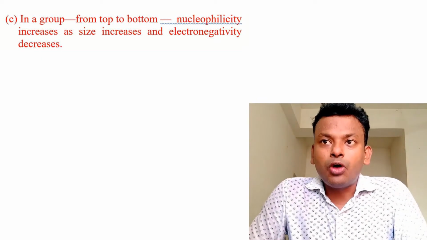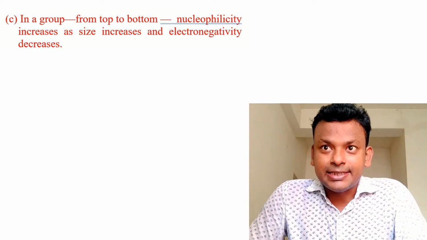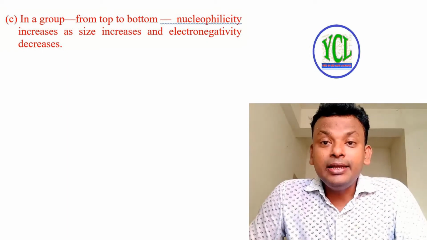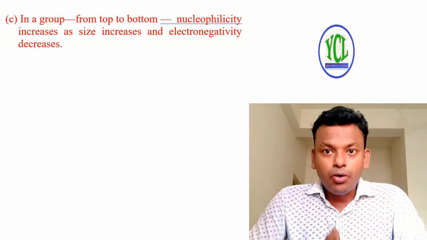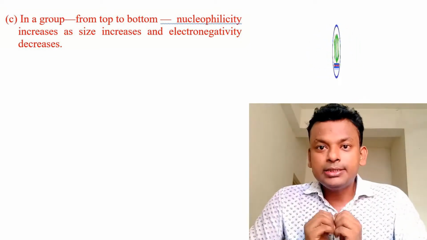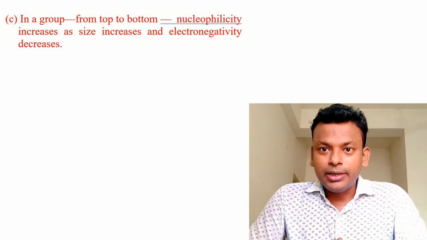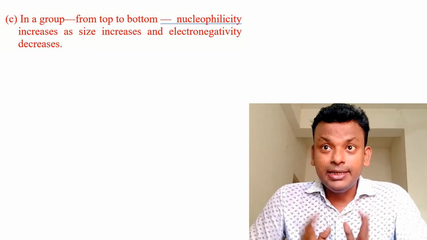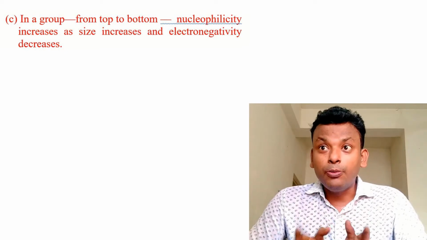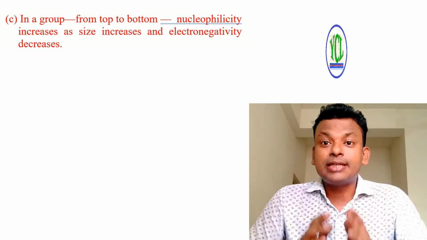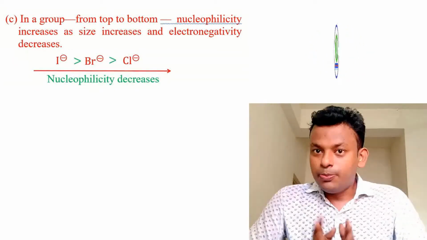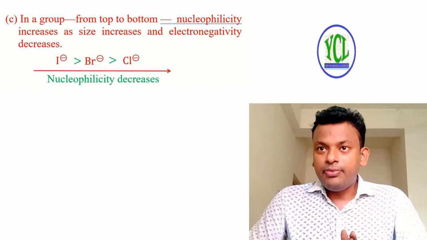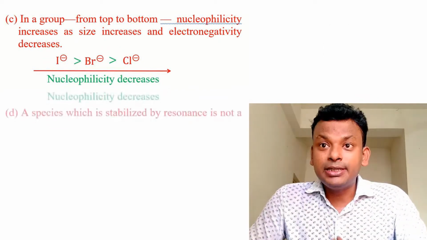And next, the third point. In a group from top to bottom, nucleophilicity increases as the size increases and electronegativity decreases. The first factor is electronegativity: more electronegativity, nucleophilicity decreases, and less electronegativity, nucleophilicity increases. That is, I negative is a better nucleophile than Br negative, than Cl negative. That is, nucleophilicity decreases.